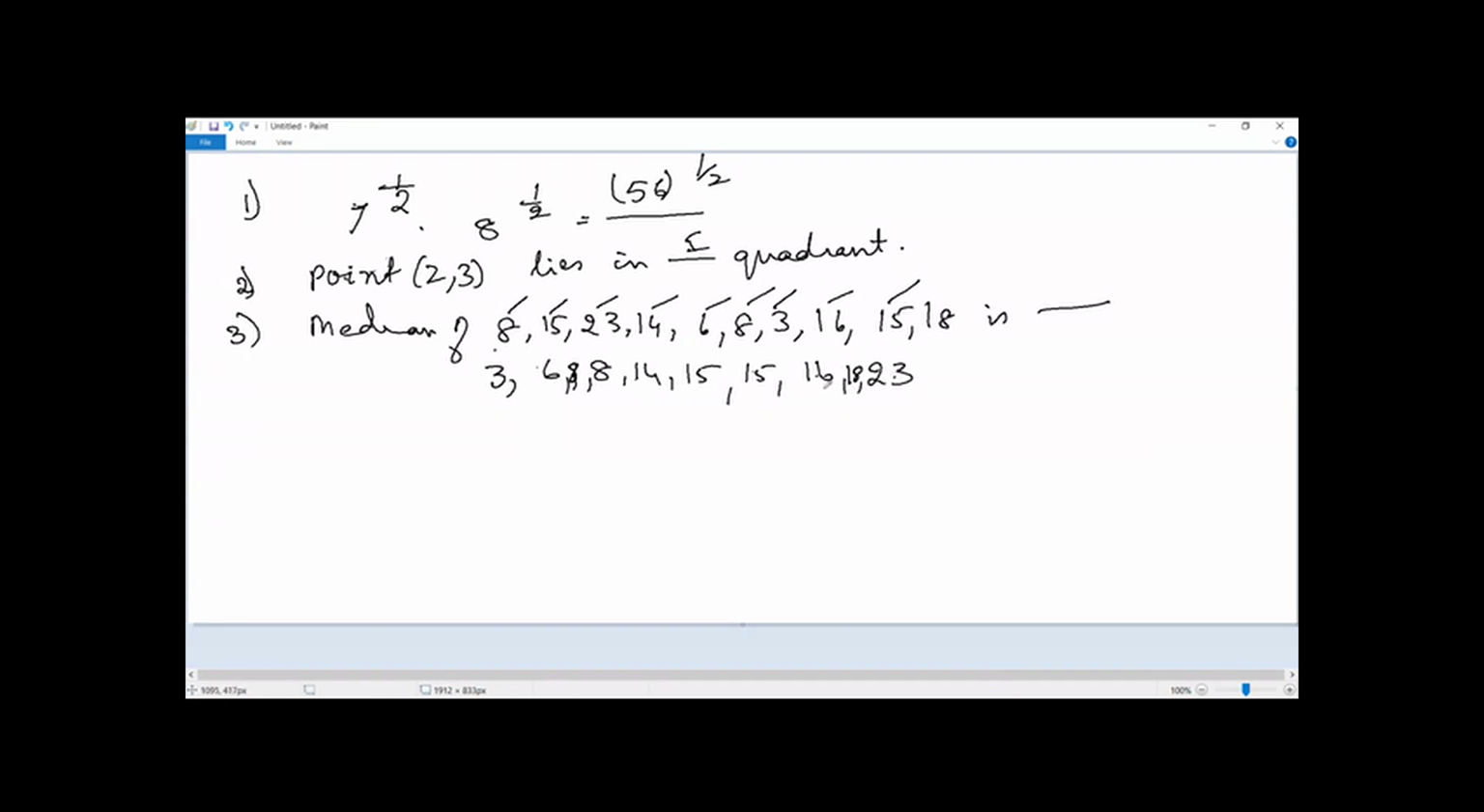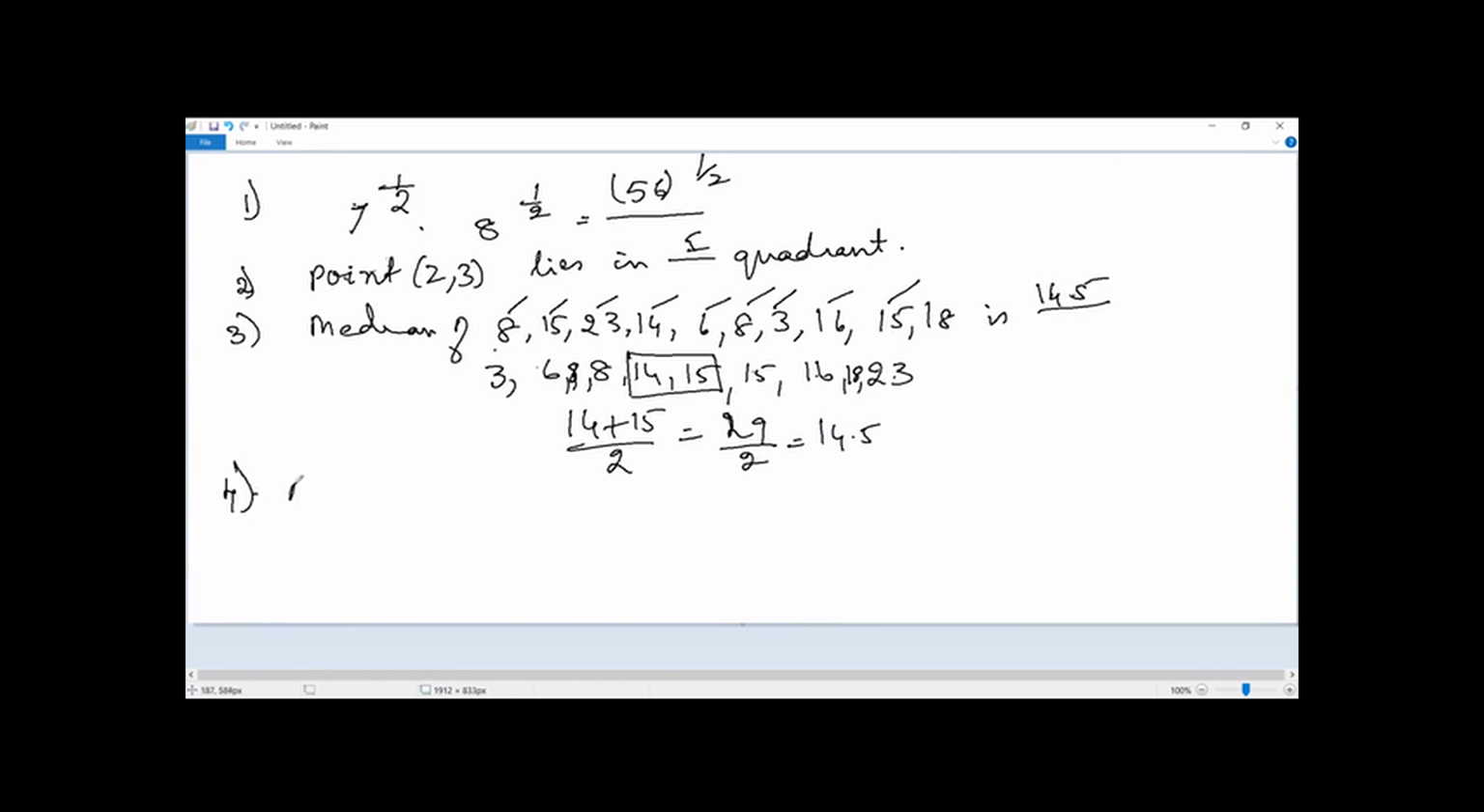There are 10 numbers. So which two numbers are in the middle? 14 and 15 are in the middle. So 14 plus 15 by 2, how much? 14.5. 14.5 is the median. Because it is an even number, two numbers are in the center.